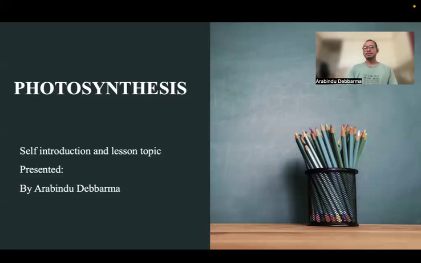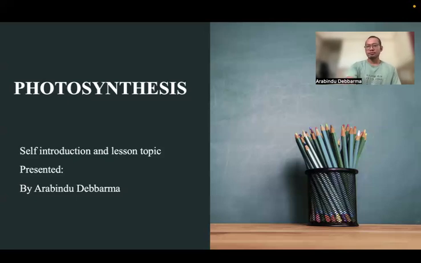Now, let us try to understand the definition given in the book. That means photosynthesis is a biological process by which plants, in presence of sunlight and chlorophyll, use the carbon dioxide molecule and water to prepare glucose and oxygen as well as ATP in the form of energy.